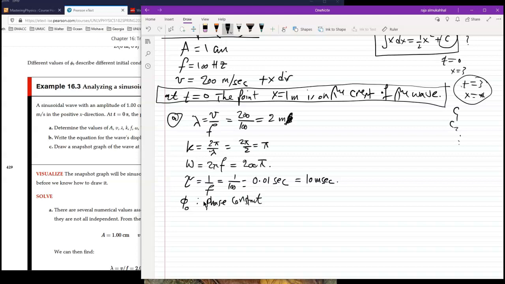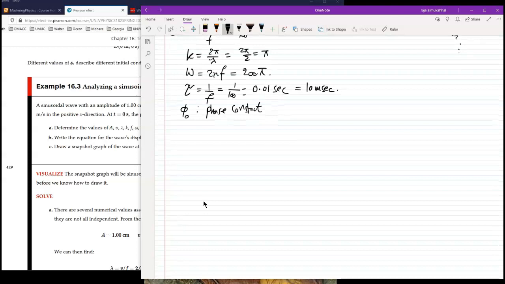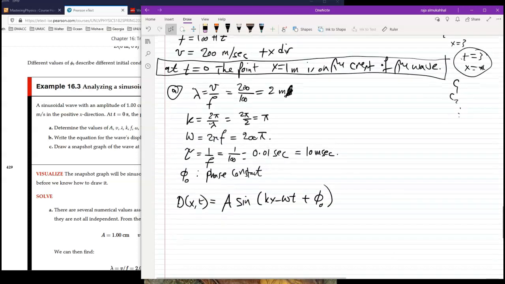Simple. Let me go back. After we've gotten all of that, I want to go back and write the wave equation. The wave equation basically, this is the general expression for the sinusoidal wave, d of x,t is equal to A sine of kx minus omega t plus phi naught, right? There it is. Now, for our case, I want to apply the initial condition. So here is how. What does he say? He says, at t equals 0, the point x equals 1 is at the crest of the wave.